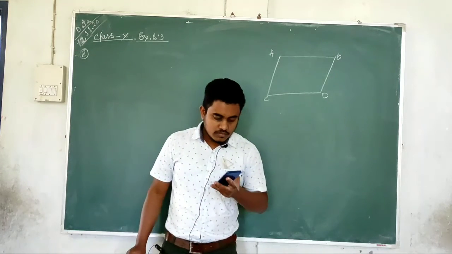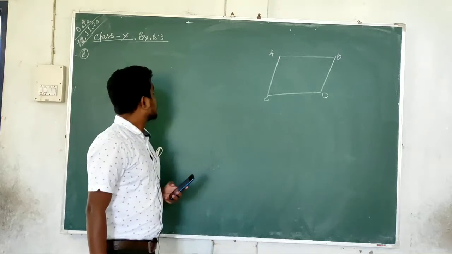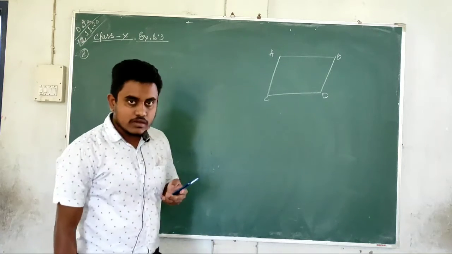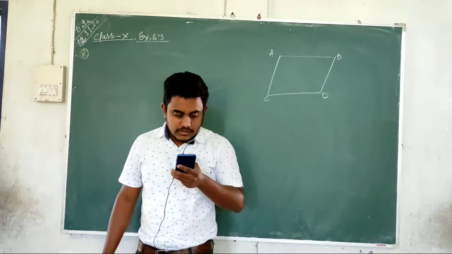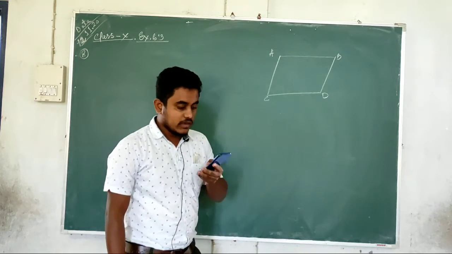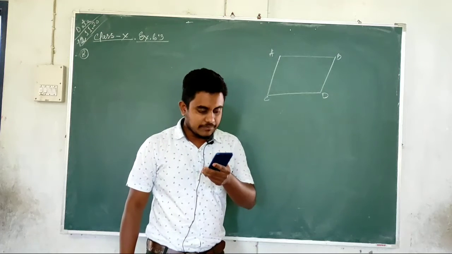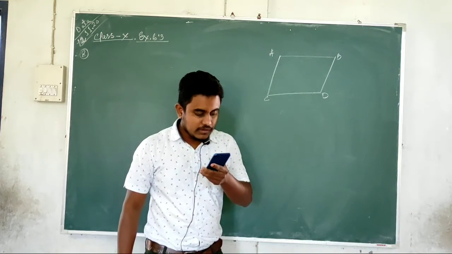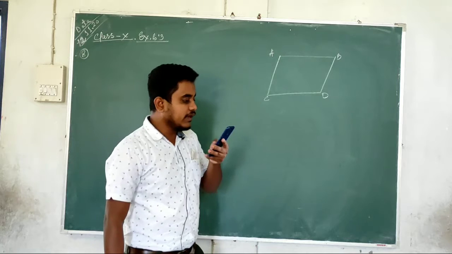Good morning, students. So today we are going to discuss exercise 6.3, question number 8. In question number 8, it is given that E is a point on the side AD produced of a parallelogram ABCD and BE intersects CD at F, so that triangle ABE is similar to triangle CFB.